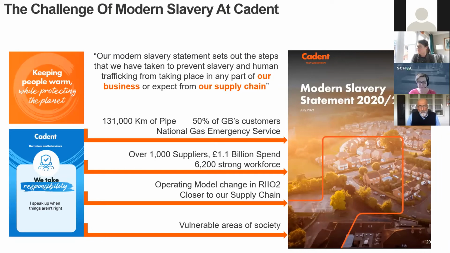people living on their own, elderly people, people with learning difficulties, can all be part of that customer base that Cadent has. And that gives us an opportunity to actually look out. If we train our operators correctly, it actually gives us an opportunity to look out for modern slavery as part of our day-to-day business. In terms of modern slavery in our supply chain, we have over 1,000 suppliers.